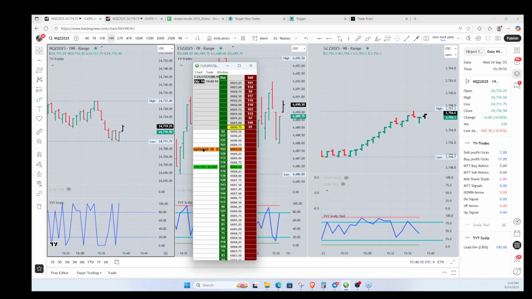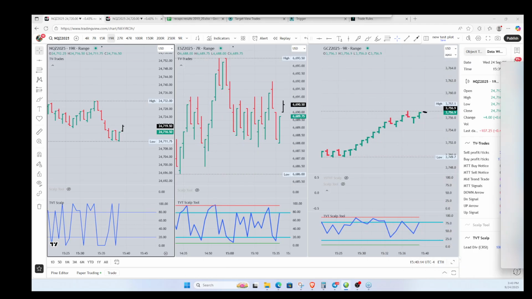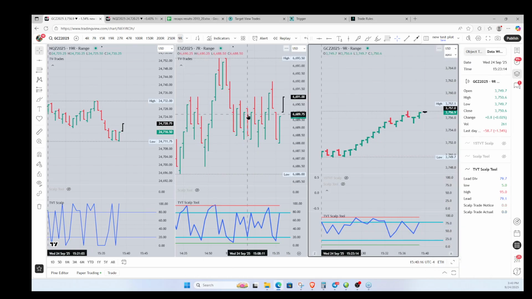It looks like I'm going to lock in 8 ticks. Alright, so that's another $1,000. So I got to write this stuff down.